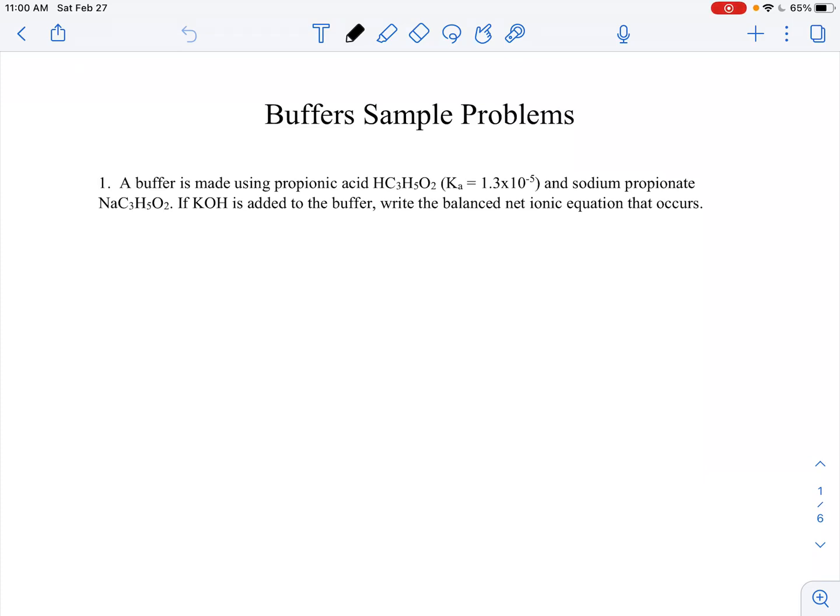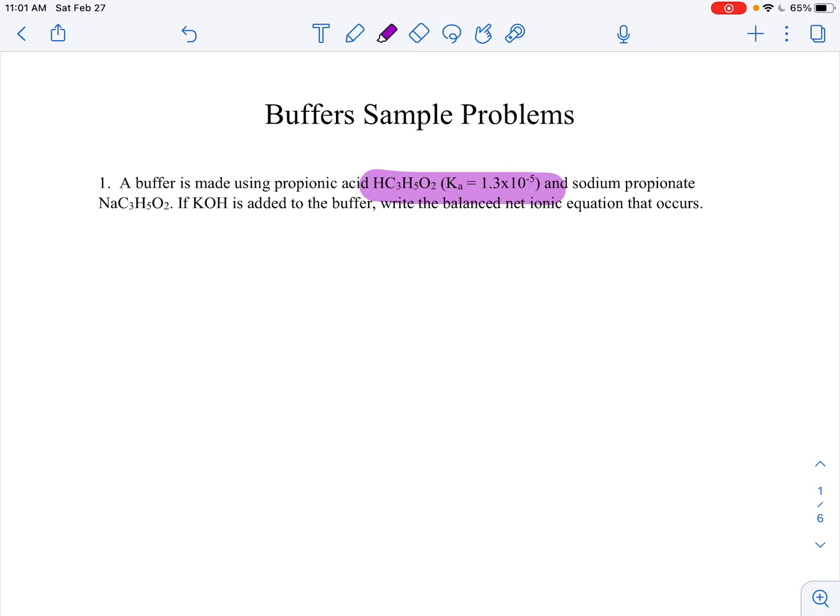Let's take a look at some buffer sample problems here. So in this one, it just wants to know what the balanced equation is going to be when an acid or a base is being added to a buffer system. So first of all, let's recognize which chemicals are involved in the buffer in a net ionic way at any rate.